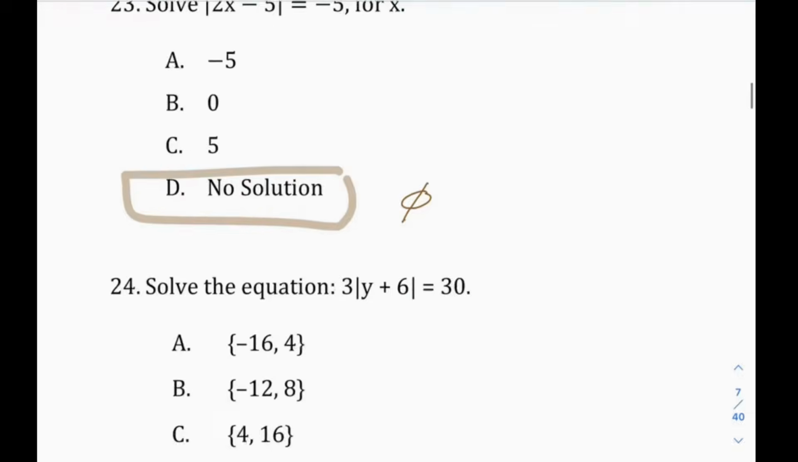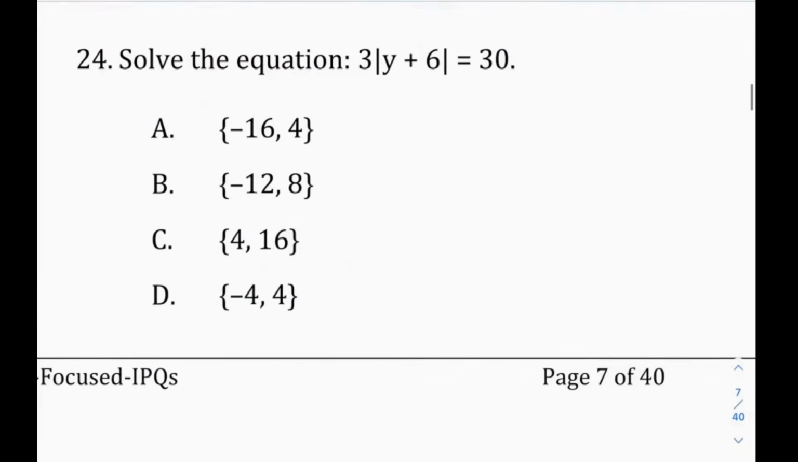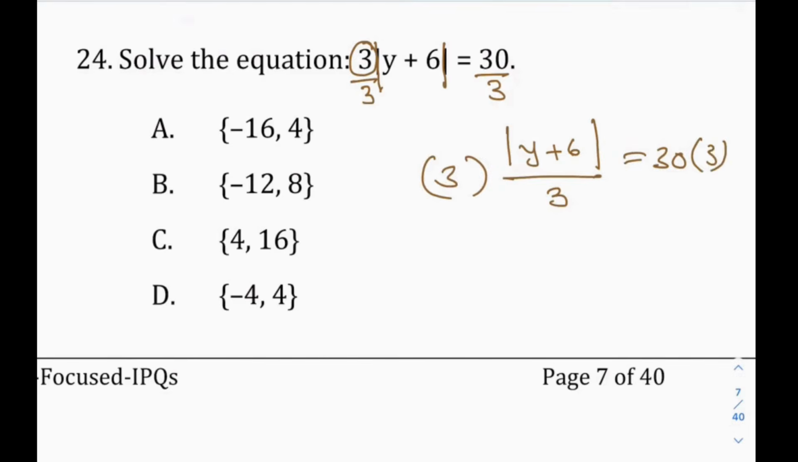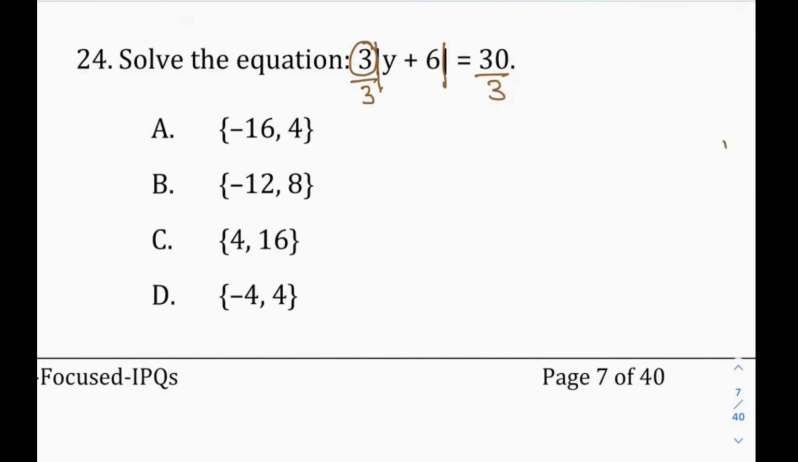So directly the solution is phi or no solution, because there is no value for x that leads to absolute value equal to a negative. Here, if you have absolute value multiplied by a number, then first get rid of that number. If it was added or subtracted, do the opposite operation, which is minus or plus. If it is multiplied, you will divide both sides by the same number. If it was divided, multiply. For example, if this one was divided by 3 equals 30, then you need to multiply by 3, the opposite operation, or the inverse operation.